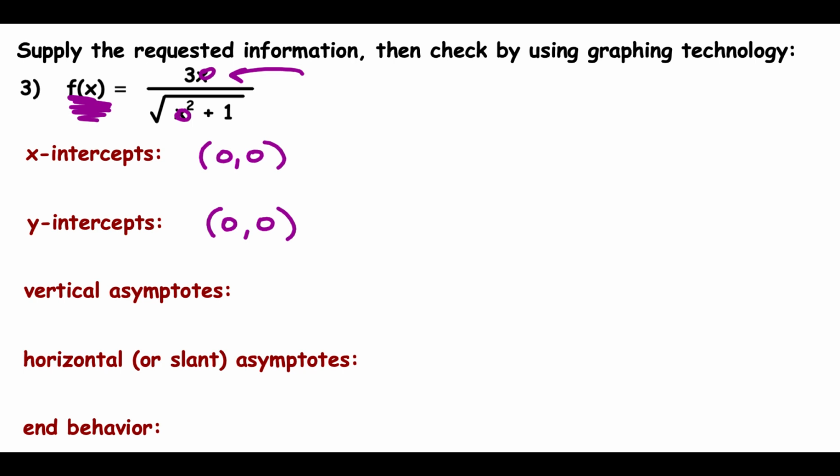Vertical asymptotes. I've already said several times that the square root of x squared plus 1 cannot be 0. And if this can't be 0, we don't have to worry about dividing by 0. So therefore, there are no vertical asymptotes.